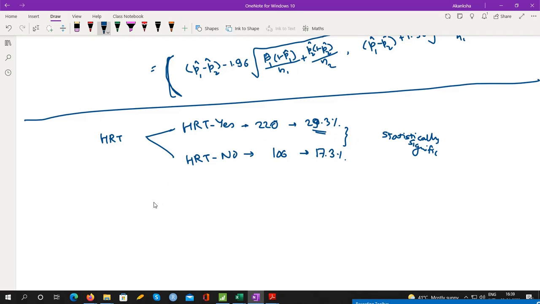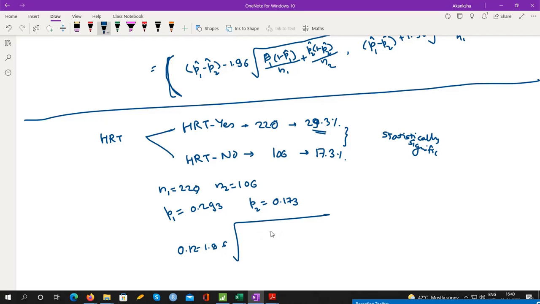So what I have: n1 is 220, n2 is 106, p1 is 0.293, that is 29.3%, and p2 is 0.173. Using these we need to construct this. So p1 minus p2 will be 0.12 minus 1.96, and then we have to compute this quantity.